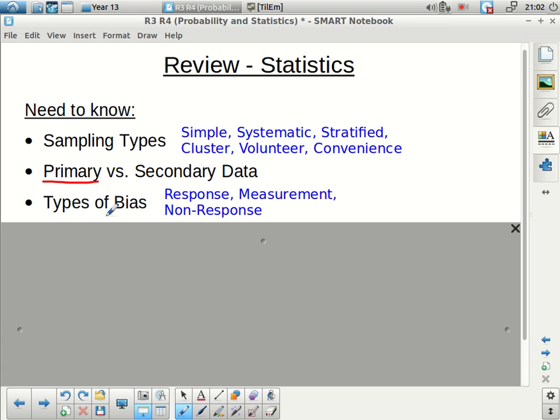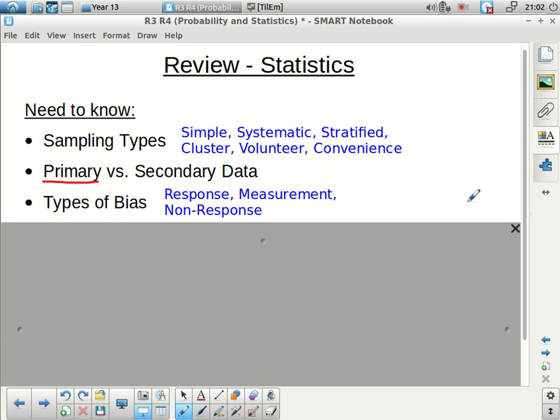Okay, we talked about 3 types of bias. The 3 types we talked about in our course are response bias, which is bias coming from a bad question; measurement bias, which is bias occurring from a poor measurement technique or perhaps a poor choice of sample; and non-response. Non-response is bias created by any kind of volunteer survey.